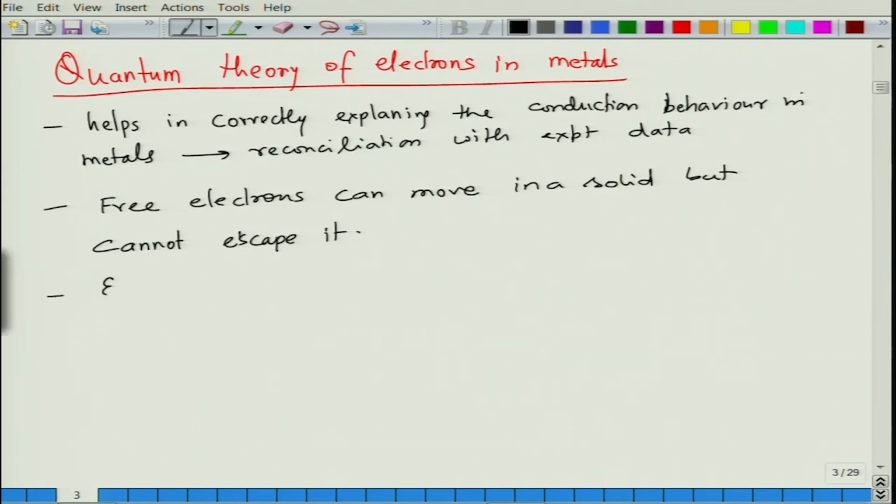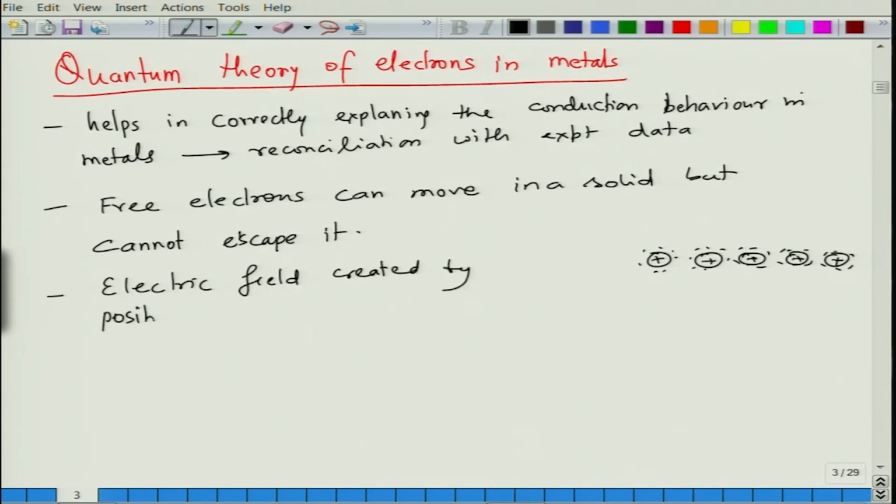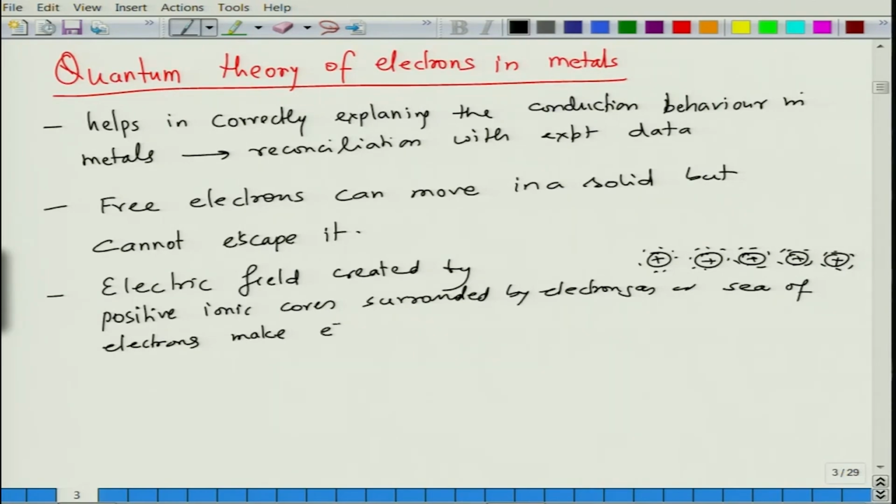And the other thing is the electric field. In a solid you will have these ions. These ions are positively charged and they are surrounded by these electrons. Electrons are negatively charged, and the electric field which is created by positive ionic cores surrounded by, let us say, this electron gas, or you can say sea of electrons, will make electrons move. Okay. So, the situation is something like this. If you plot this potential as a function of distance, then let us say this is the vacuum level.